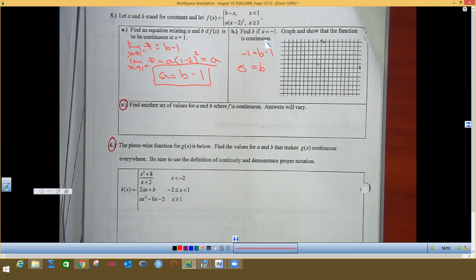Now it says graph to show the function's continuous. So I'm going to stick 0 in here. There's x, there's the origin right here. So 1 is this point right here. That's where it switches. My y-intercept is 0 on this graph. So this top one goes through 0, and it does not count at 1. There's going to be an open circle there with a slope of rise 1 over 1. So there is that graph right there.